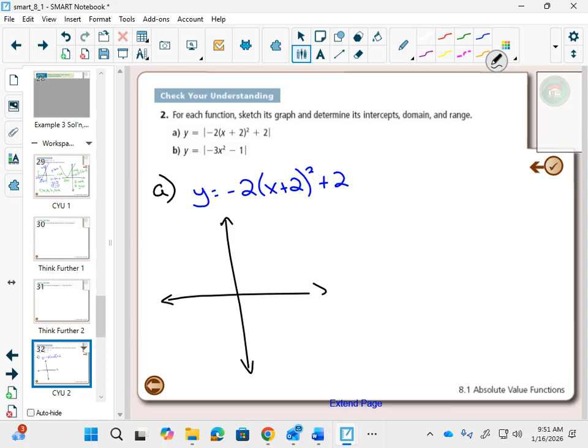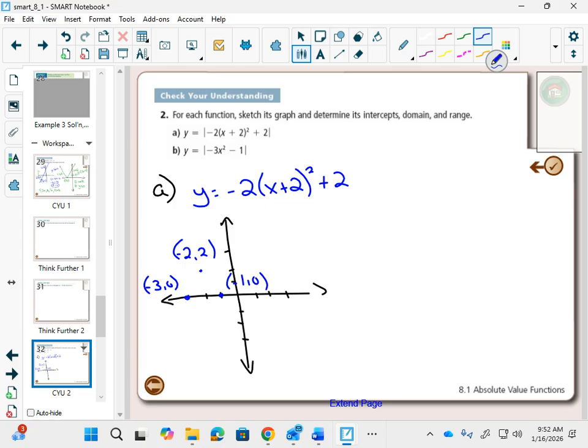On that graph, can you tell me where the vertex is? Negative 2, 2. So I go negative 2, comma 2. And will it open up or will it open down? It'll open down. And since the A value is 2, we could go over 1, down 2. Over 1, down 2. That's going to be important because we're going to want to make sure that we label our x-intercepts.